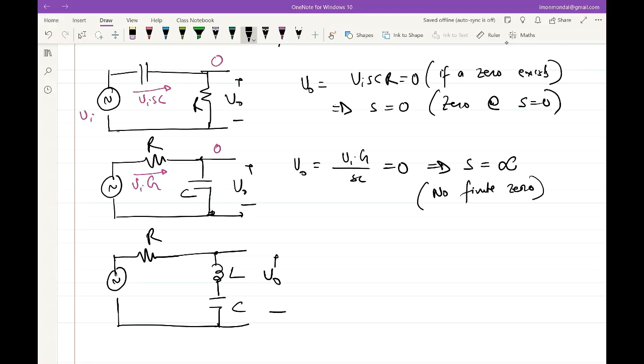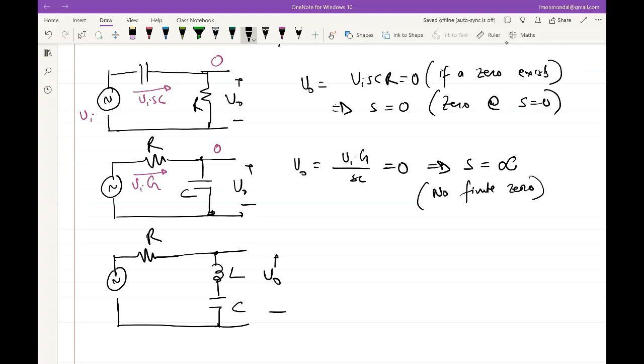So that is a critical difference that you should keep in mind: a pole is independent of where you are applying the input and from where you are taking the output, but not a 0. A 0 is strongly dependent on exactly where you are applying the input and where you are taking the output, because we are searching for the condition of the output voltage going to 0, right?